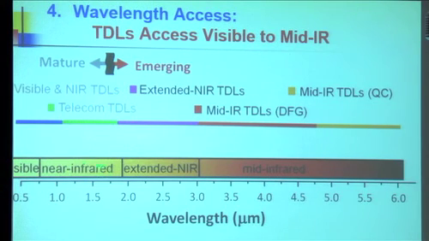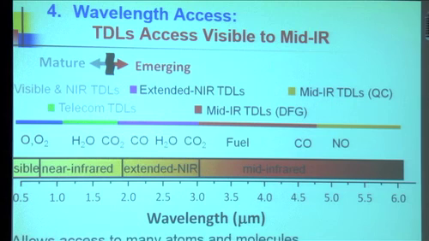The telecom is kind of in this region. This is the highly developed, mature, relatively economical, robust stuff in optical fibers. This is, I'll call this emerging, but they're at various levels of maturity. You can now buy lasers essentially everywhere from here to 10 microns if you have enough money. And they can be cheap or they can be expensive, but it varies.